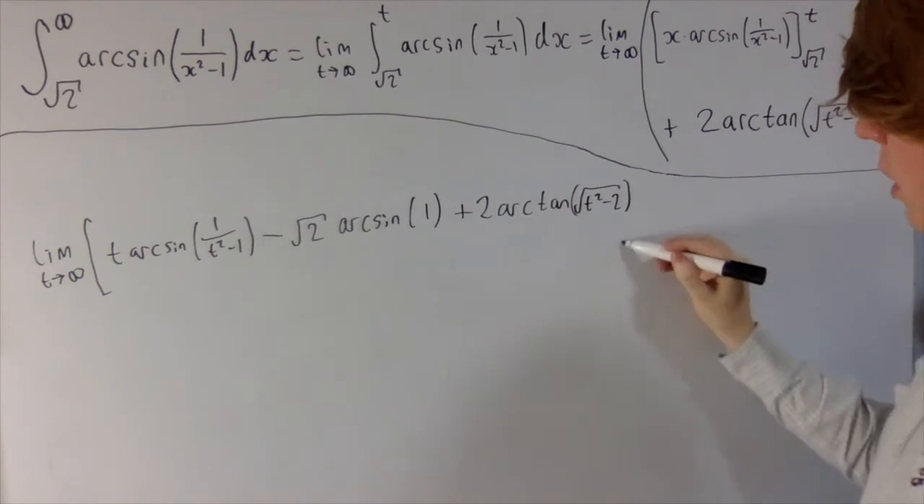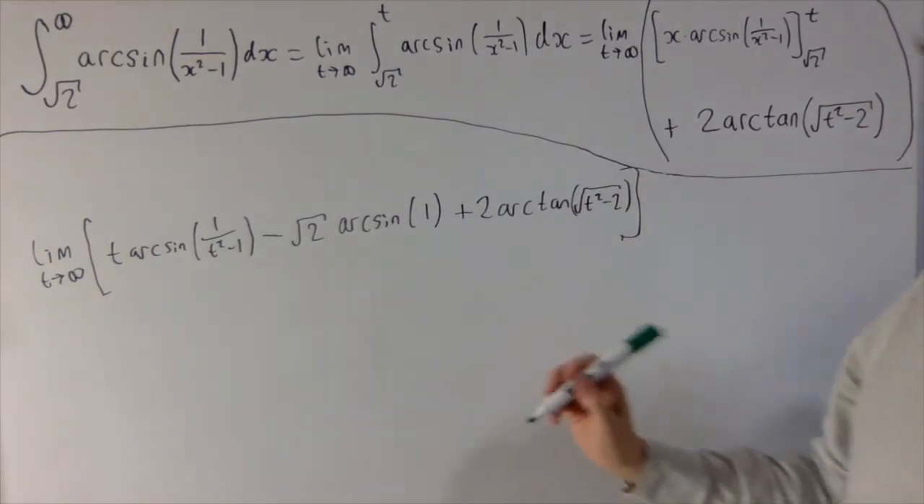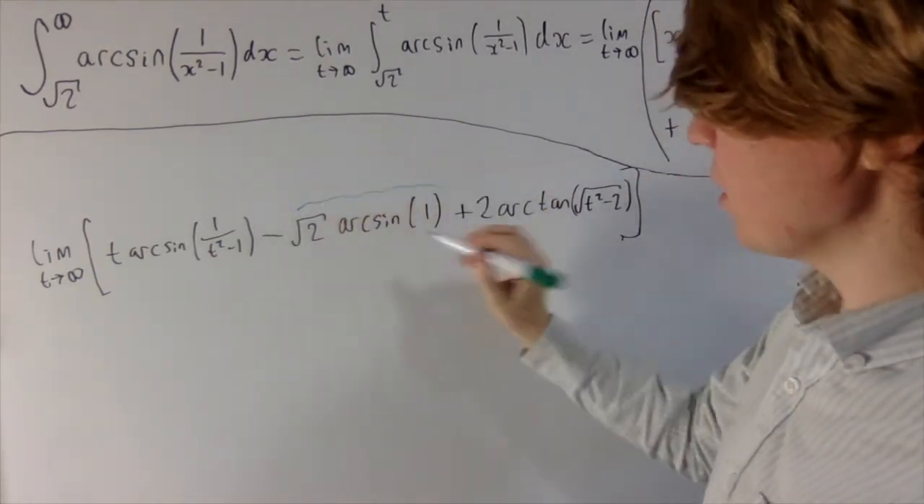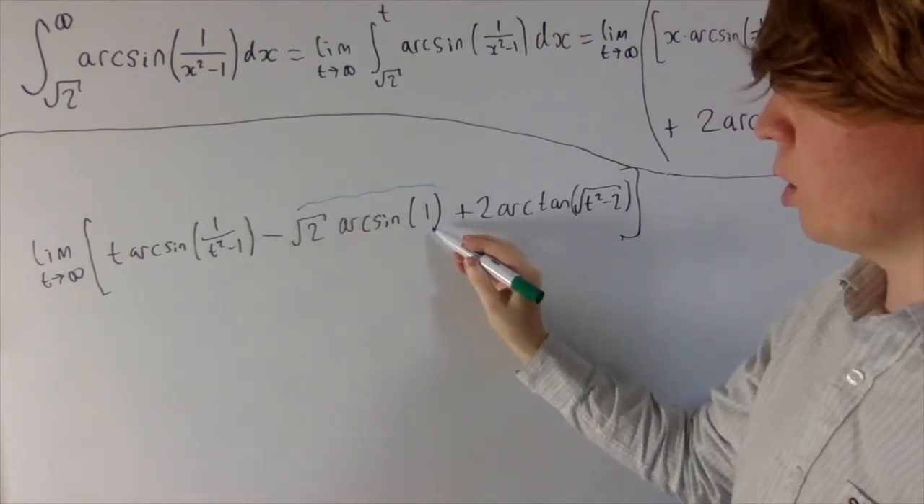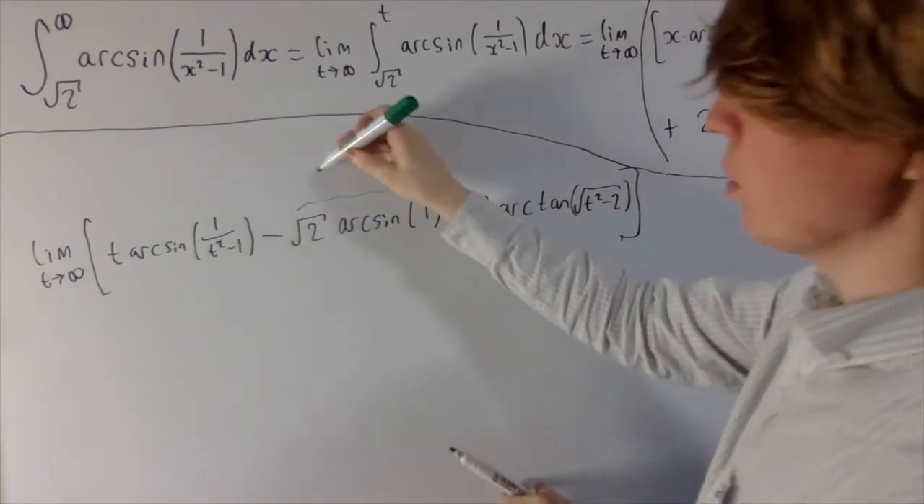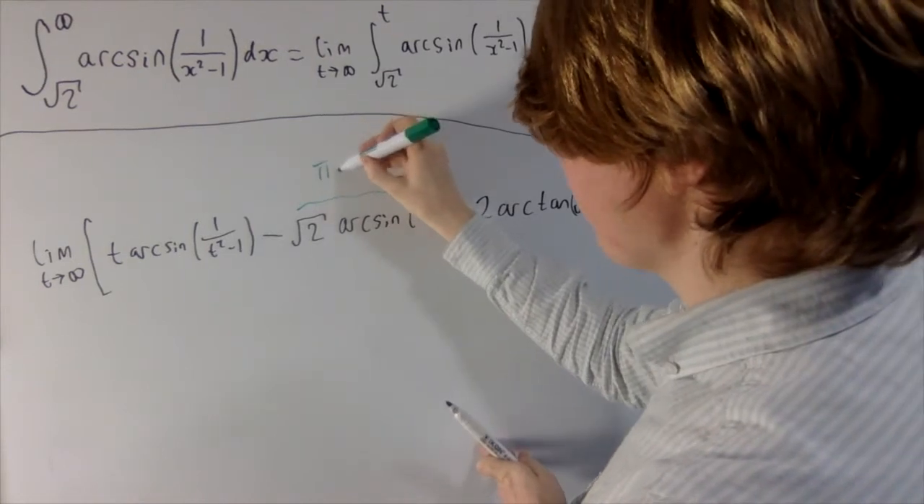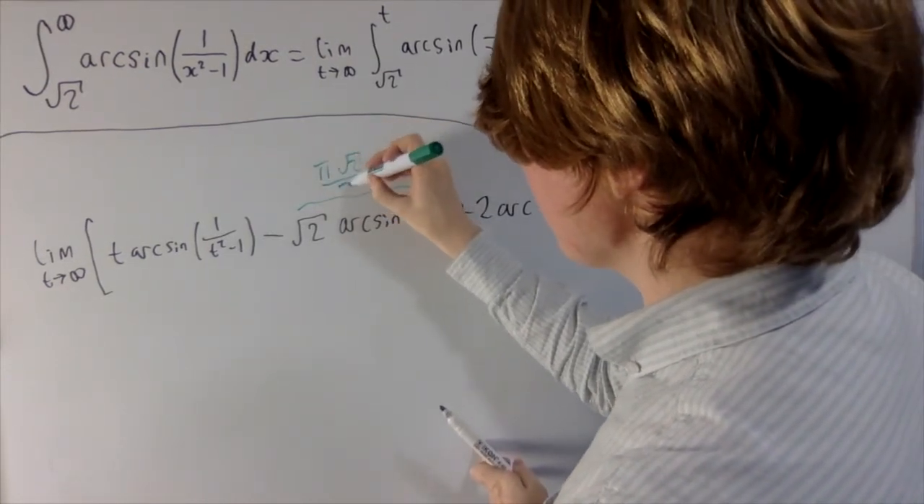So this middle term, this is nice, there's no dependence on t here. So basically this is going to be root 2 times arcsine of 1. Arcsine of 1 is pi over 2, so you'll have pi root 2 over 2 for this term.